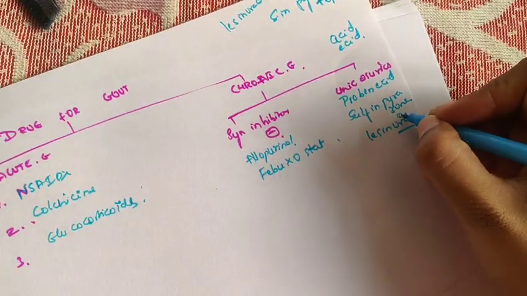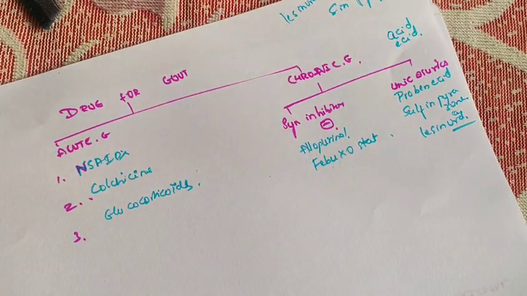These are the drugs which you need to remember for gout. If you write this flowchart also, you'll get marks.